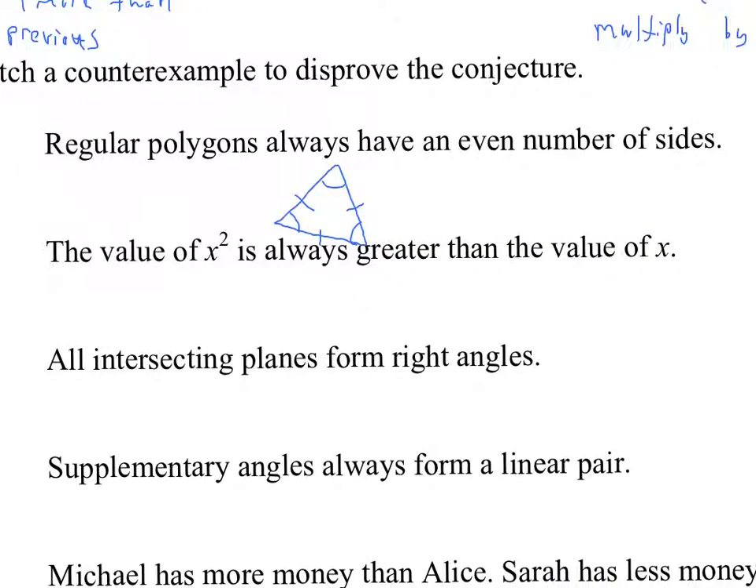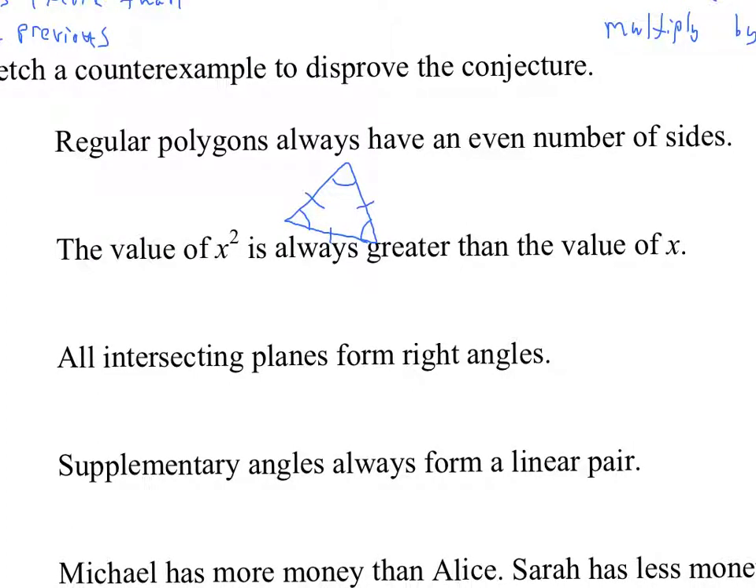Number 6, the value of x squared is always greater than the value of x. Okay, let's just kind of explore this a little bit. X squared and x. So let's say x is 5. Then x squared would be 25. Okay, well that seems to be true. Let's say x is 10. Well, let's see here. 10 squared is 100. What if I continued on doing this? What if I put in a negative 4? Well, that squared is 16.